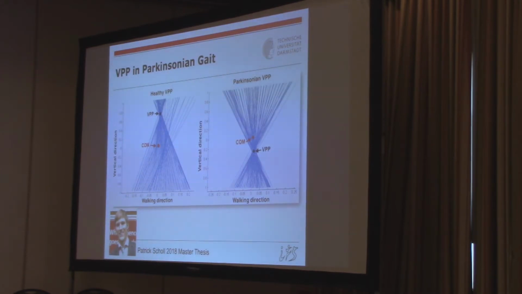You want to say something? It could be if these patterns are likely affected by walking speed, right? That's what my question was. Yeah. No. For walking speed, if you go for the same walking speed, still in healthy people, you see VPP above the center of mass. The distance will change, but it will go higher.